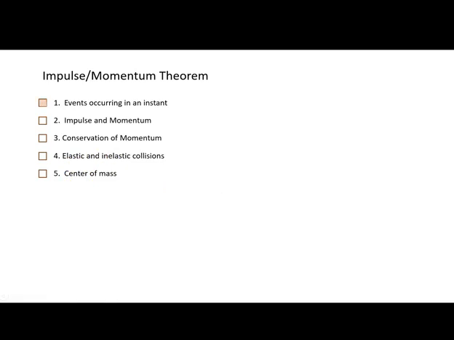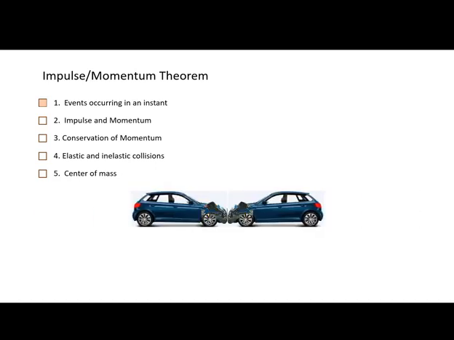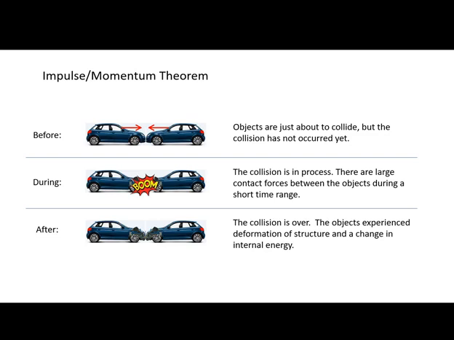So first off, we're looking at events that occur in a brief moment, for example, a collision. Now, there was a car accident, a fender bender. You can see their front ends are crumpled in. And what's important is to think of this collision or an explosion as there's a before, where the two cars are traveling toward each other and they're just about to hit, right? So just about to collide.